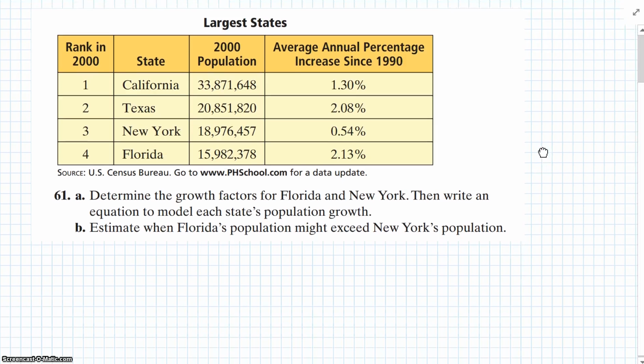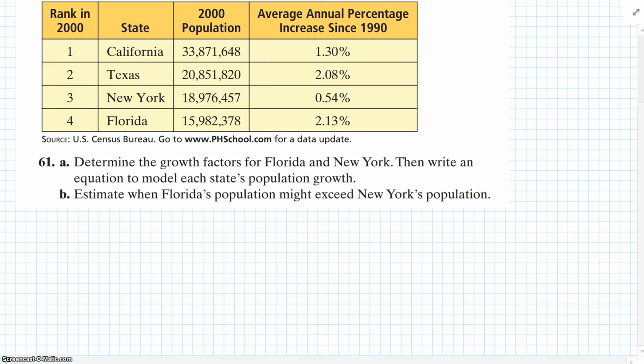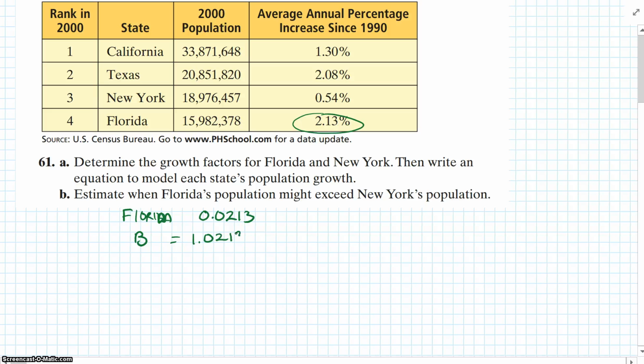Okay, next example. Determine the growth factors for Florida and New York. Then write an equation to model each population's growth. So Florida's population growth is 2.13%. So the rate of growth would be 0.0213. Okay, so my B value for Florida would be 1.0213.